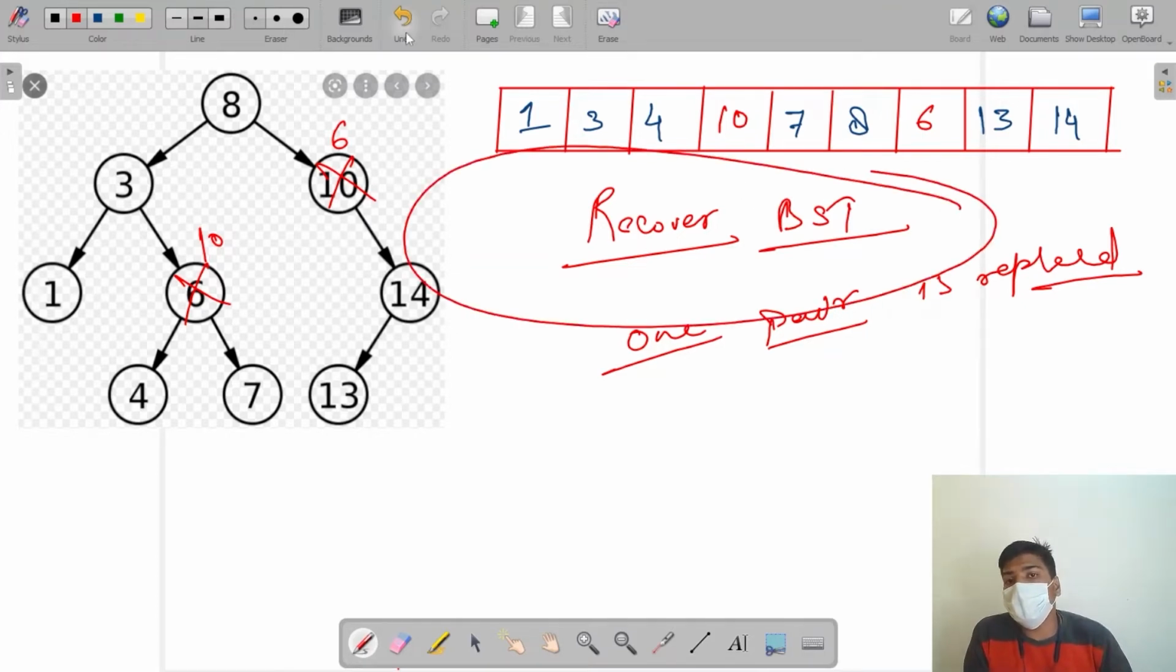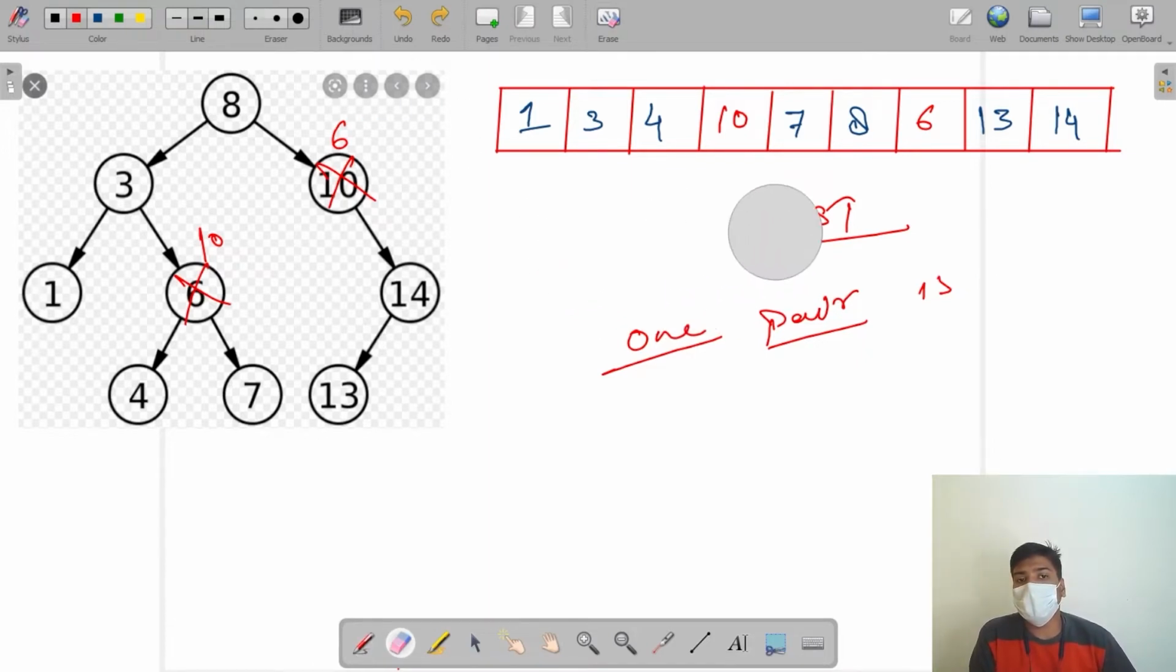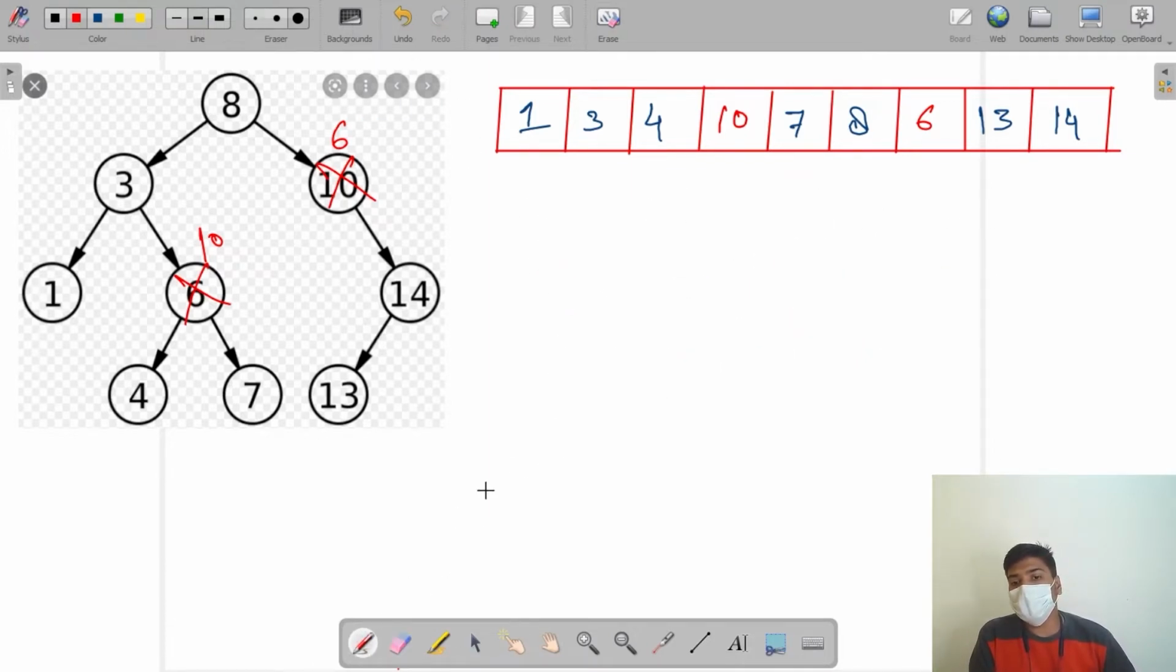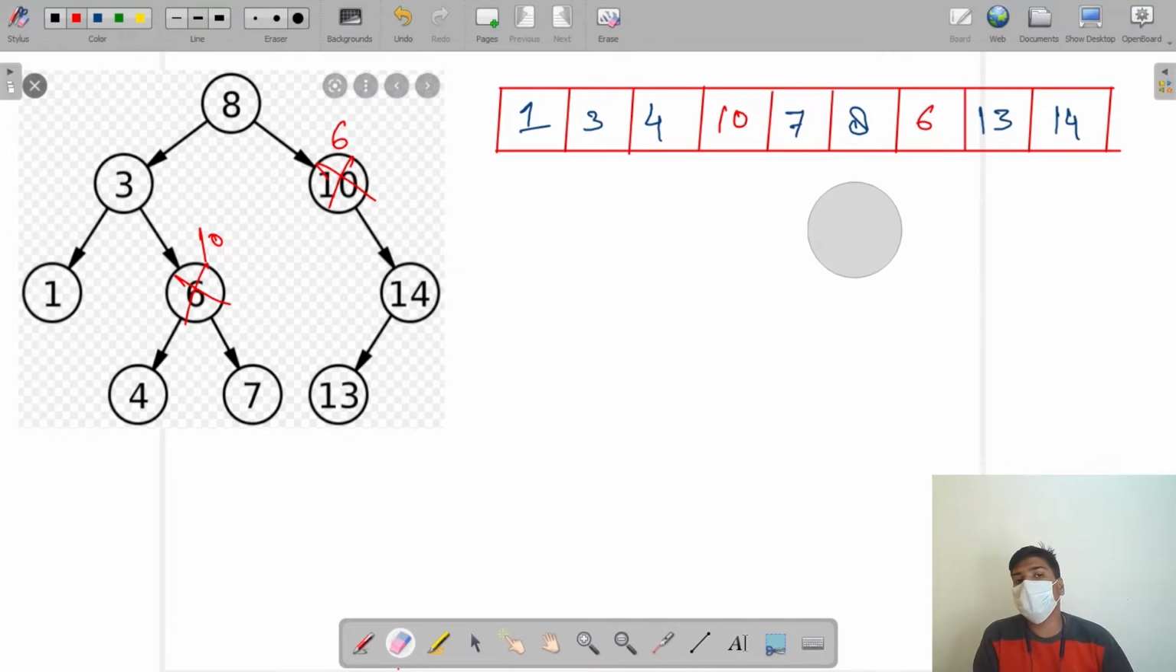Okay, this is how you are going to recover your BST, but there is a condition. That condition is you should use a space complexity of O(1). You should not take even recursion space, not even a stack. So you should not use recursion here, right? You should not use recursion here. So what can you do? Think about it.